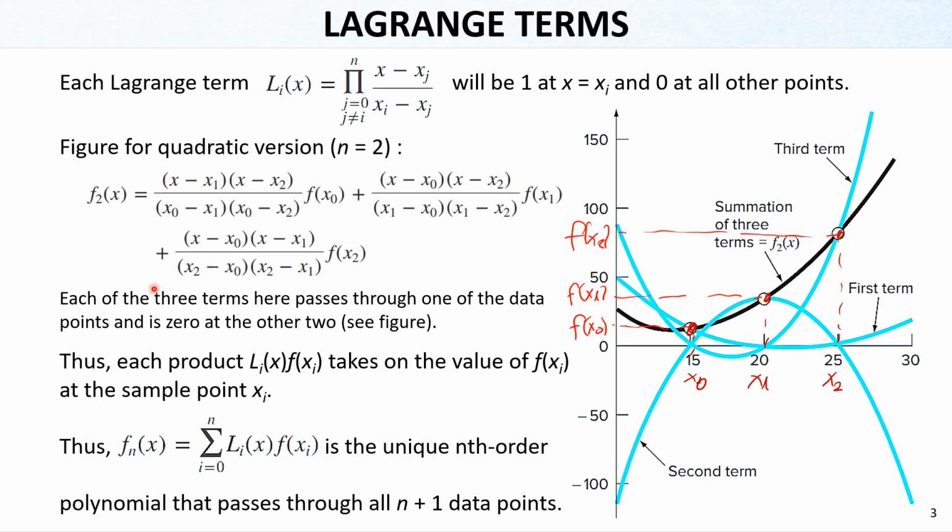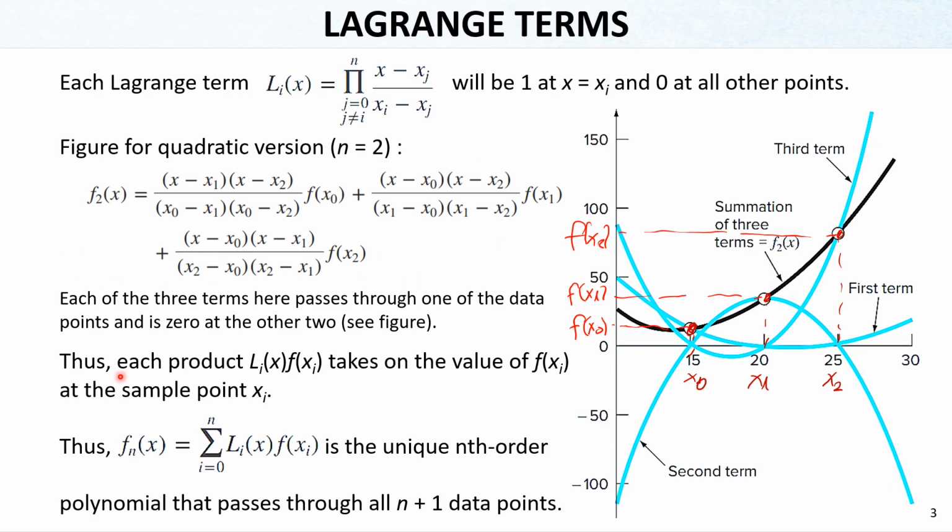And the third term, if we plot the third term, it is like this, and it is passing through the fx2 value for x2 here. But for the other points, x1 and x0, the y value should be 0 here and here. So this is the third term. And if you plot these and combine these points, you will get an interpolation like this, using this formulation.